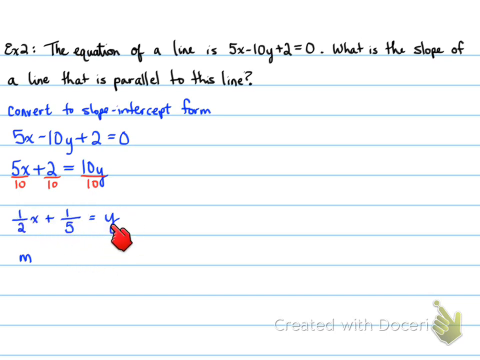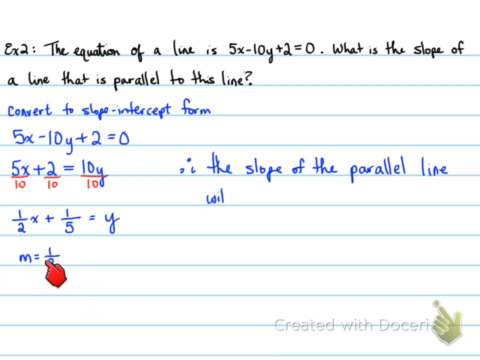What's the slope from here? Well, the slope is equal to 1/2. What's our parallel slope? Well, our parallel slope is going to be the same slope. So our parallel slope will be 1/2. If m equals 1/2, that means our parallel m will also equal 1/2. And that's all we have to do for this question.